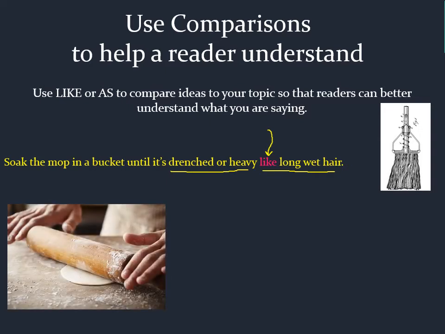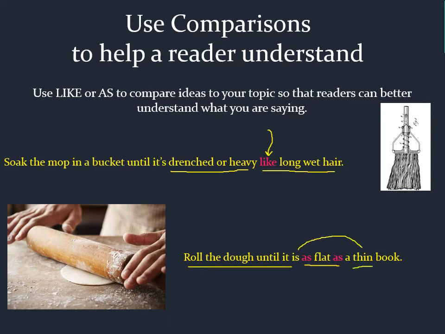Here's another example. Let's say you're teaching someone how to make cookies and you're talking about rolling the dough. Well, you might say something like this. Roll the dough until it is as flat as a thin book. Okay? Because if you say roll the dough until it is thin, well, thin could be a lot of different things. But when you say as flat as a thin book, well, that makes it much clearer. Okay, so you see we used like and we used as. Let's look at some more examples.